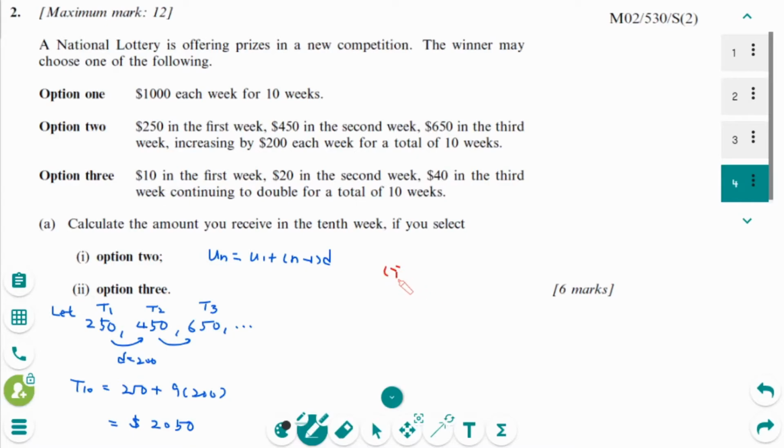Number 2. The first term is 10, then 20, 40 like this. Let this be U1, U2, U3. Then use Un equals U1 times r to the power of n minus 1. So U10 equals 10 times 2 to the power of 9, which is $5,120.